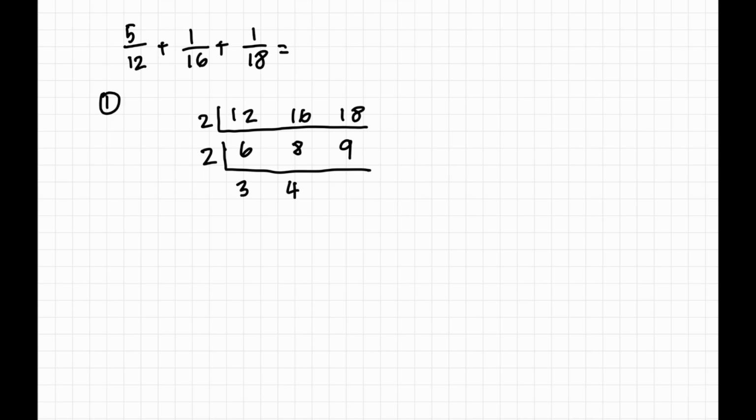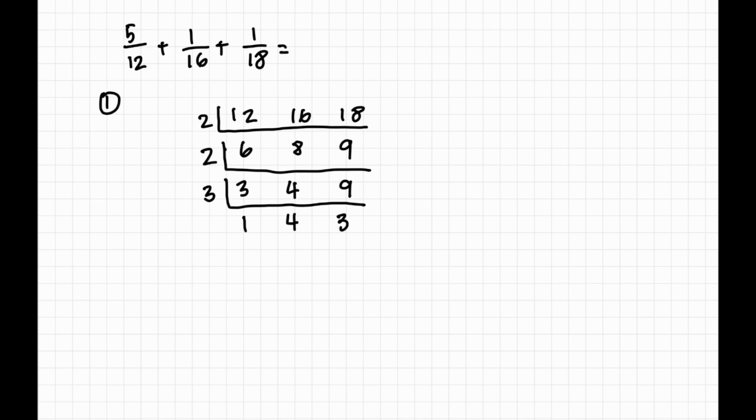And since 9 isn't divisible by 2, we would just bring down the 9. And we still have something left, right? So what do we have left? The 3 and the 9. So what could we divide them by? 3. 3 divided by 3 is 1. And since 4 isn't divisible by 3, what do we need to do? Just bring down the 4. And then 9 divided by 3 is 3. And now we can't divide anymore, right? For the bottoms. So we're done.